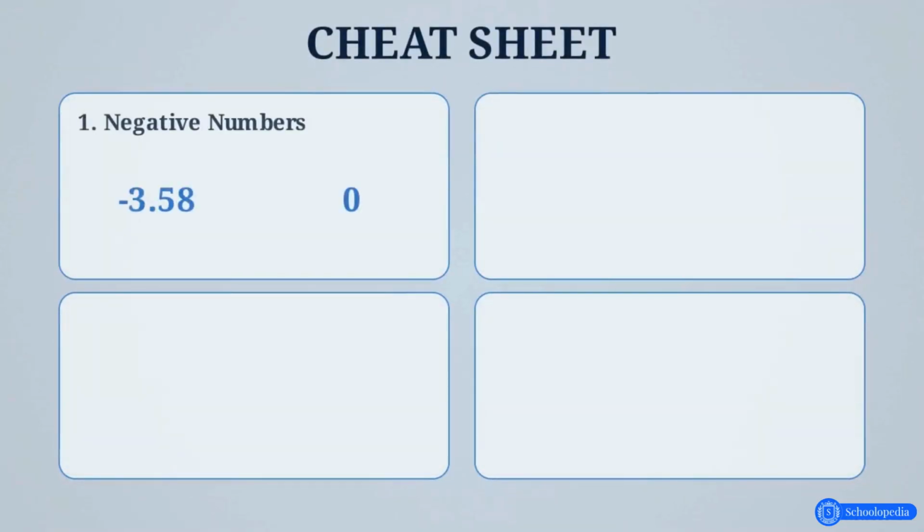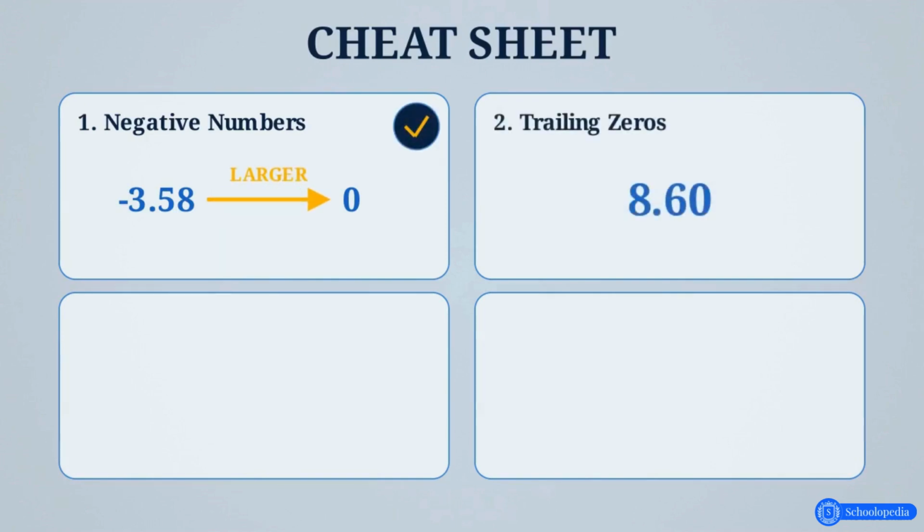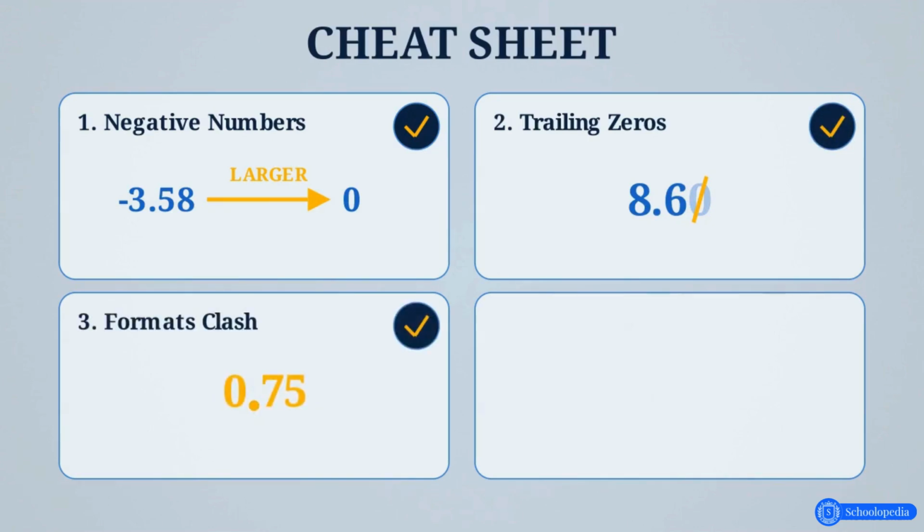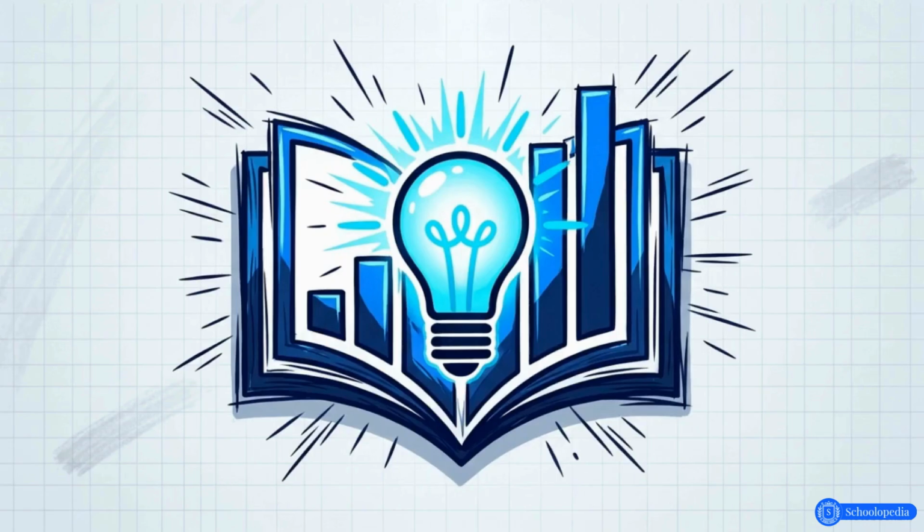You've beaten the worksheet. Let's review our cheat sheet. First, negative numbers work backward. Closer to 0 is larger. Second, ending zeros on a decimal are ignored. Third, when formats clash, divide to convert to a decimal. Fourth, always check whole numbers first. Follow this checklist and you can reliably find the true mathematical weight of any number.